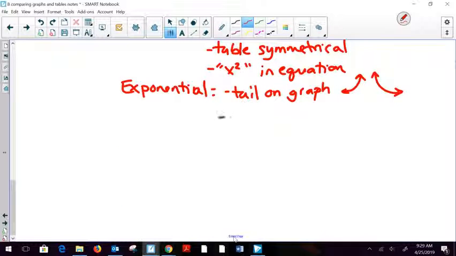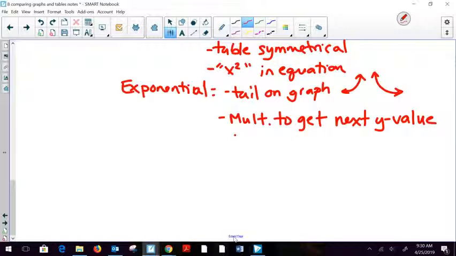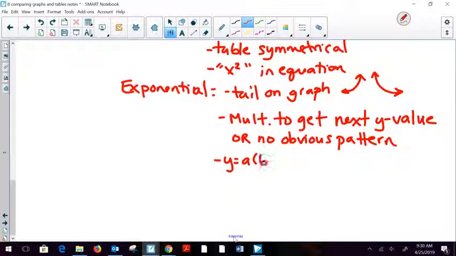If we're looking at the table, you would multiply to get the same number to get the next y value. Or you may see no obvious pattern. And then finally, in my equation, it's going to be y is equal to a times b to the x power. The way that I like to remember it is x is the exponent.